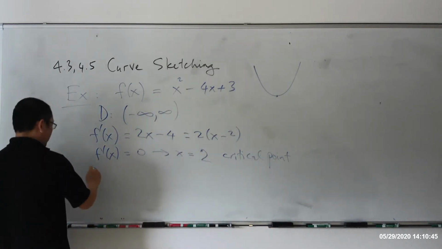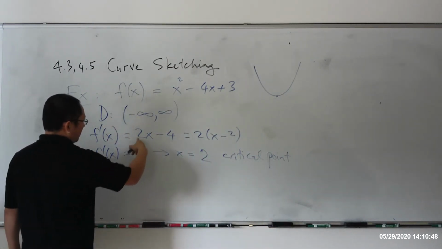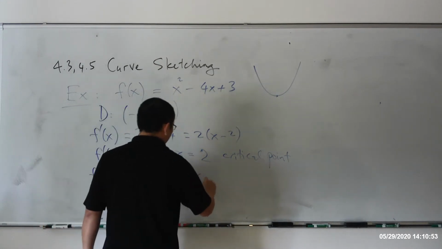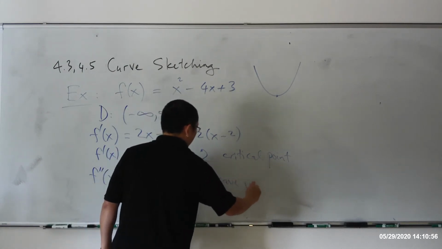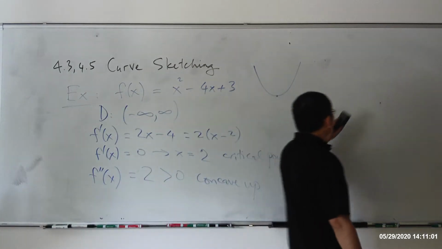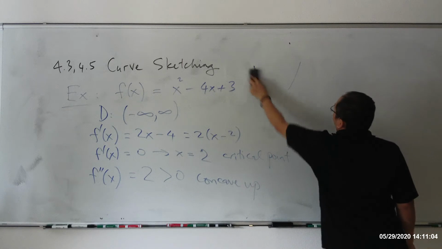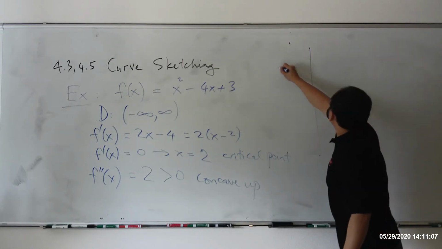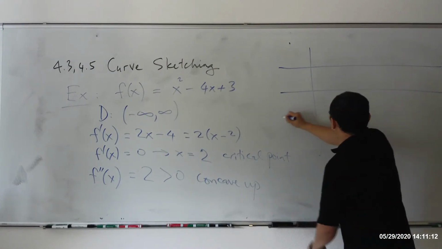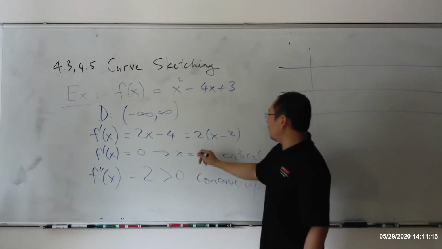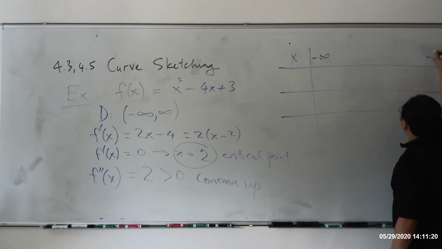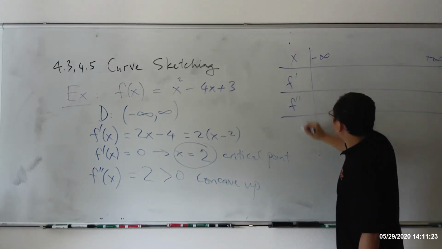And then the second derivative, f double prime of x. This is the derivative of 2x minus 4, which is going to be 2. 2 is always positive, so for sure it's concave up all the time. Second derivative positive, concave up. All right, so let's make a table. We have only one value right here. X from negative infinity to positive infinity. All right. F prime, f double prime, and then f.